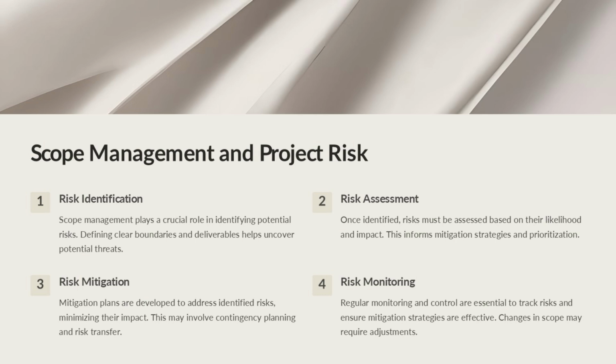Mitigation plans are developed to minimize the impact of identified risks, which may involve contingency planning or risk transfer. Ongoing monitoring and control are essential to track risks and ensure our mitigation strategies are effective. Changes in project scope may require adjustments to our risk management approach.